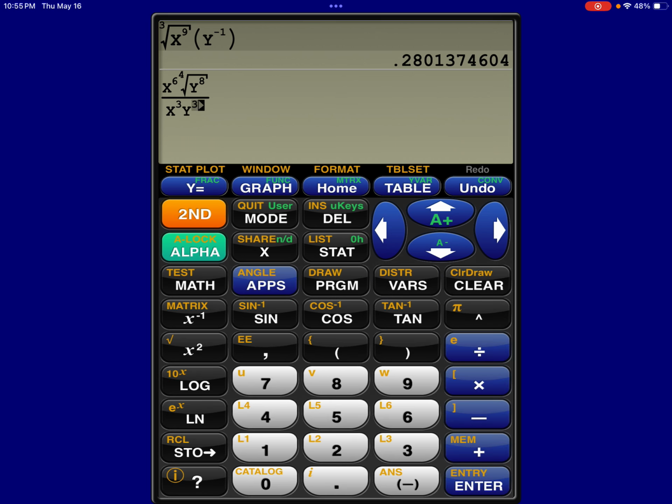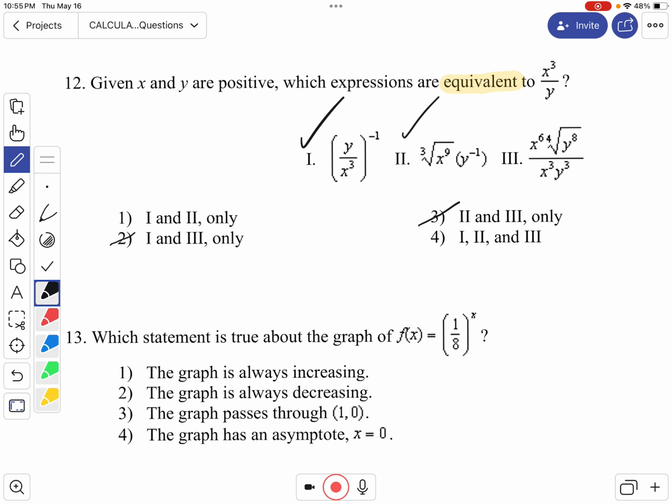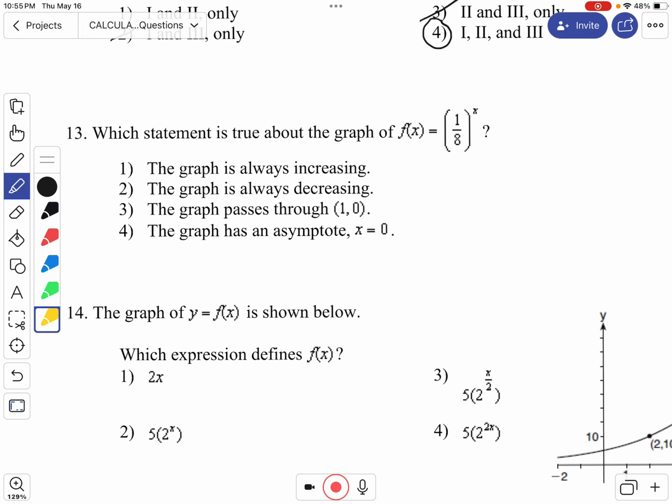All right, that's exactly the way that I see it, and it's the same. So therefore, options 1, 2, and 3 all worked out. So choice 4 is the correct answer. All right, moving on to 13.